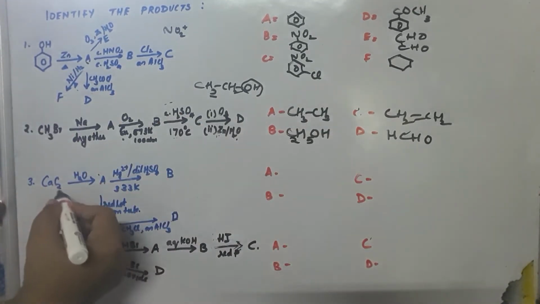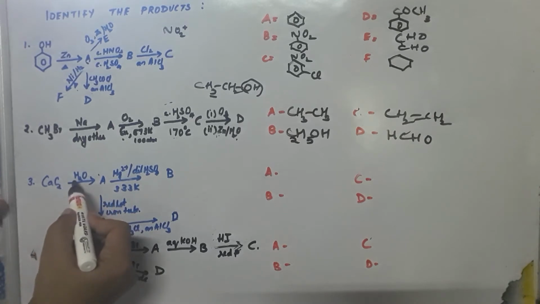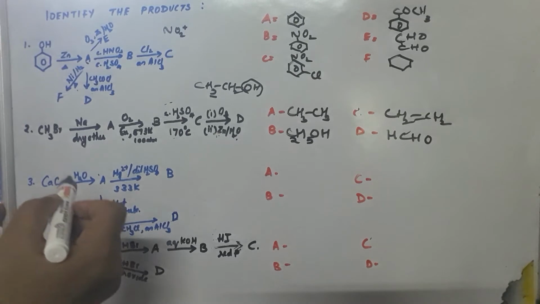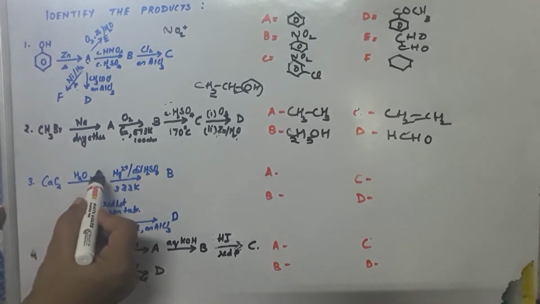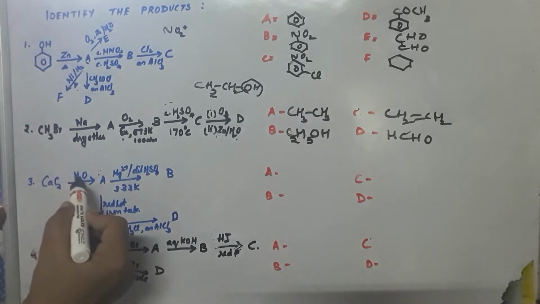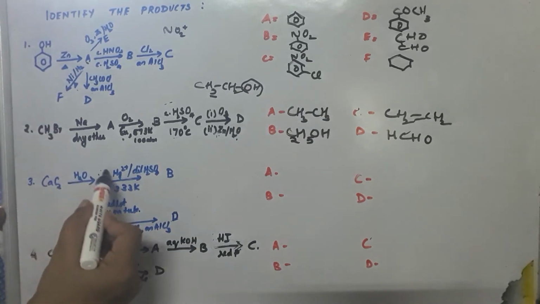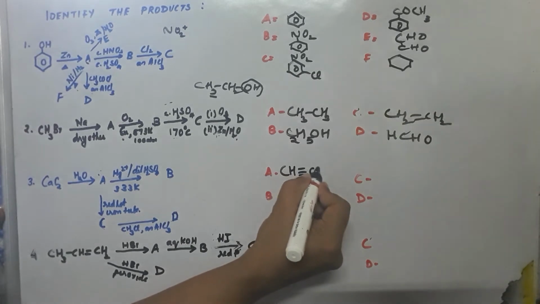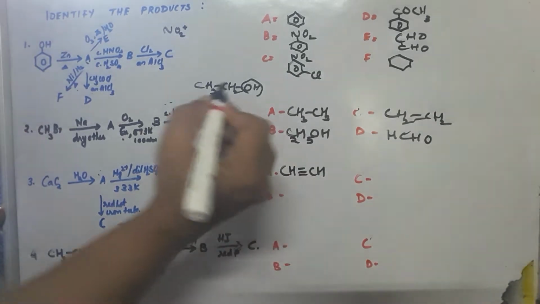Now look at the third question. Calcium carbide is treated with water. So when water is added to calcium carbide, you have learned that it forms acetylene gas. It is the method of preparing acetylene. So A is formed as acetylene, CH triple bond CH, or ethyne.